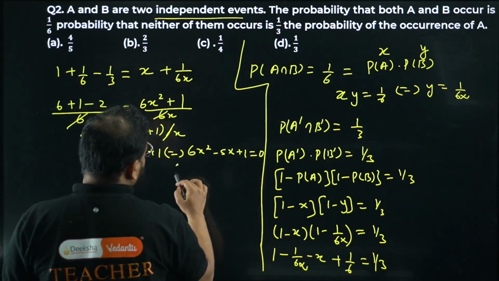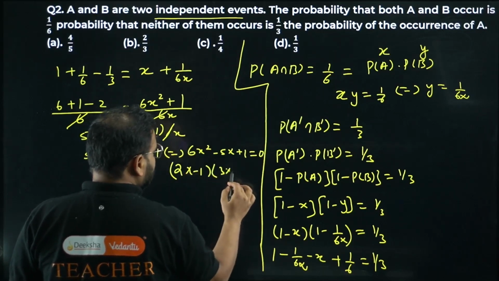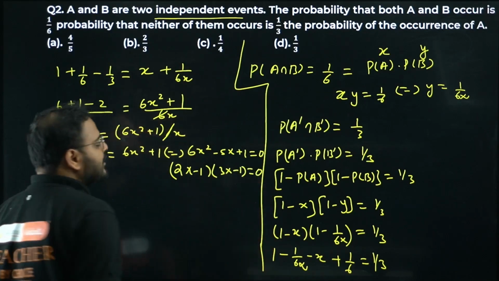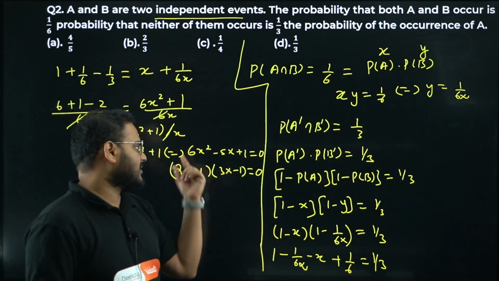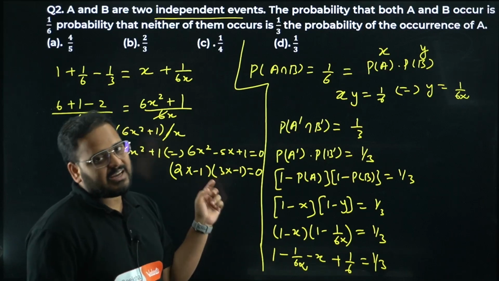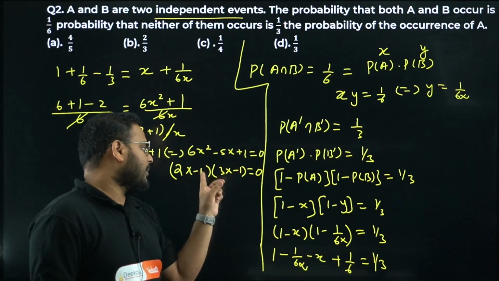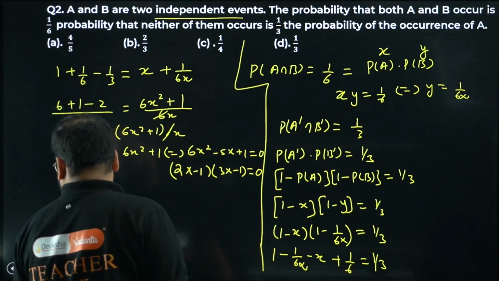It'll become 2x minus 1, and you'll have 3x minus 1 equals to 0, right? Please check. 2x into 3x is 6x square. I repeat myself. 2x into 3x, 6x square. 2x into minus 1, minus 2x. 3x into minus 1, minus 3x. Add them, minus 5x. And minus 1 into minus 1, plus 1. Clear now?